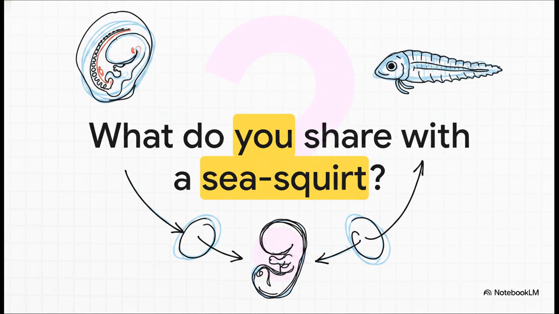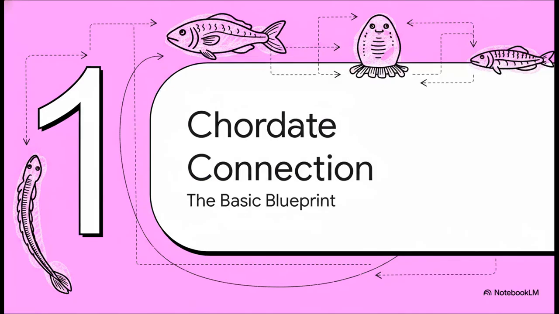So, to kick things off, what do you, with your incredibly complex human body, structurally share with a gelatinous, seemingly featureless marine creature like a sea squirt? Well, the answer actually lies deep in your embryonic development, and it forms the entire basis of our taxonomic group. Section 1. The chordate connection. Let's establish that foundational blueprint.